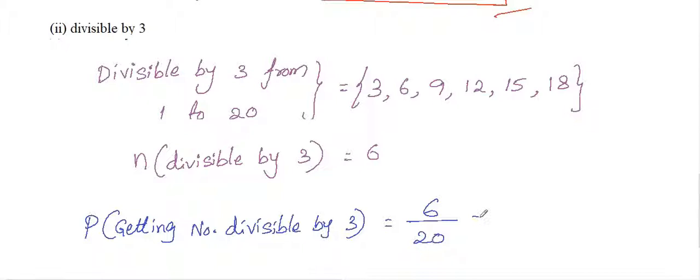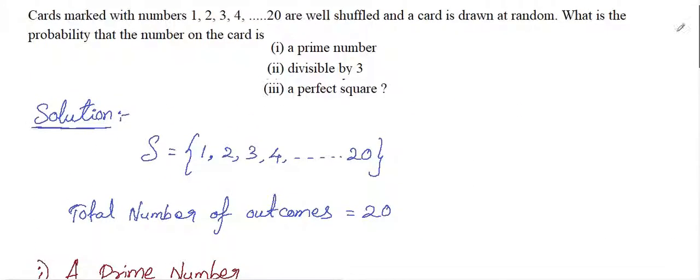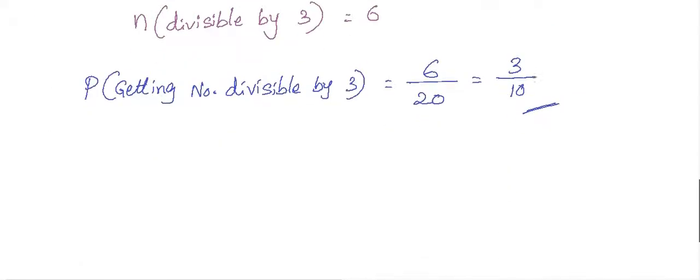So we can simplify 6 by 20 as 2 times 3 is 6 and 2 times 10 is 20. So the probability of getting a number which is divisible by 3 is 3 by 10. Now find the probability of getting a perfect square. So we need to write down the perfect square numbers from 1 to 20.